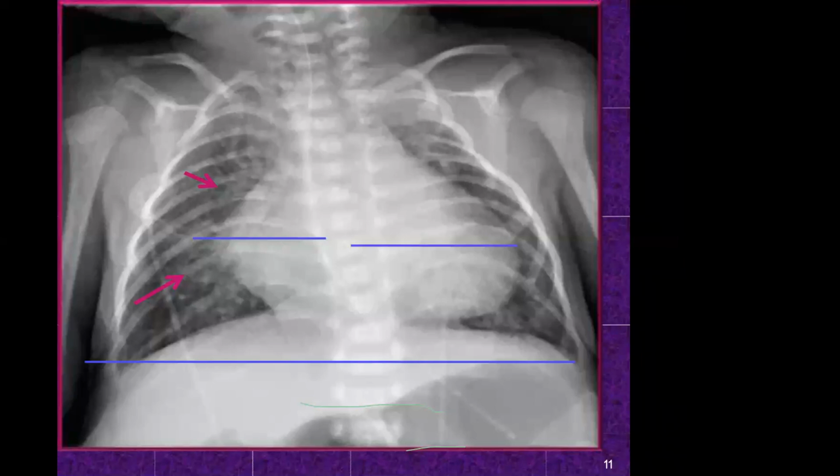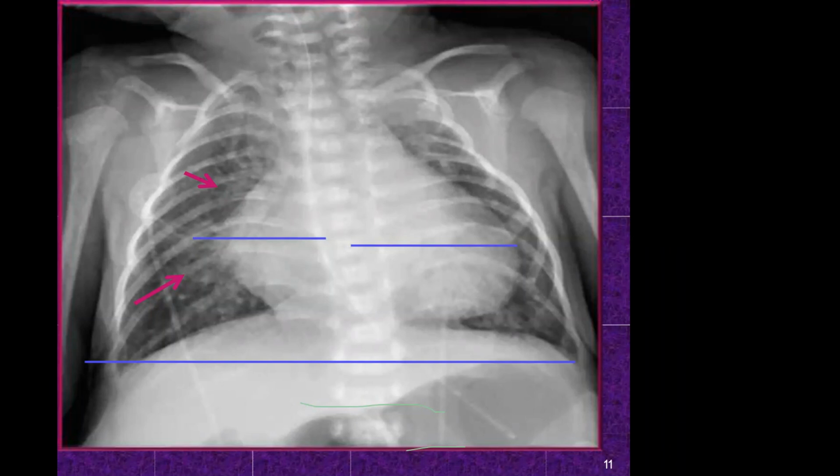And how about the right atrium? If you notice, is it normal or abnormal? Of course, the RA and RV are both enlarged. And then the pulmonary artery segment, they're prominent, isn't it? And even the pulmonary vascular markings are also prominent. So this should make our suspicion about ASD.